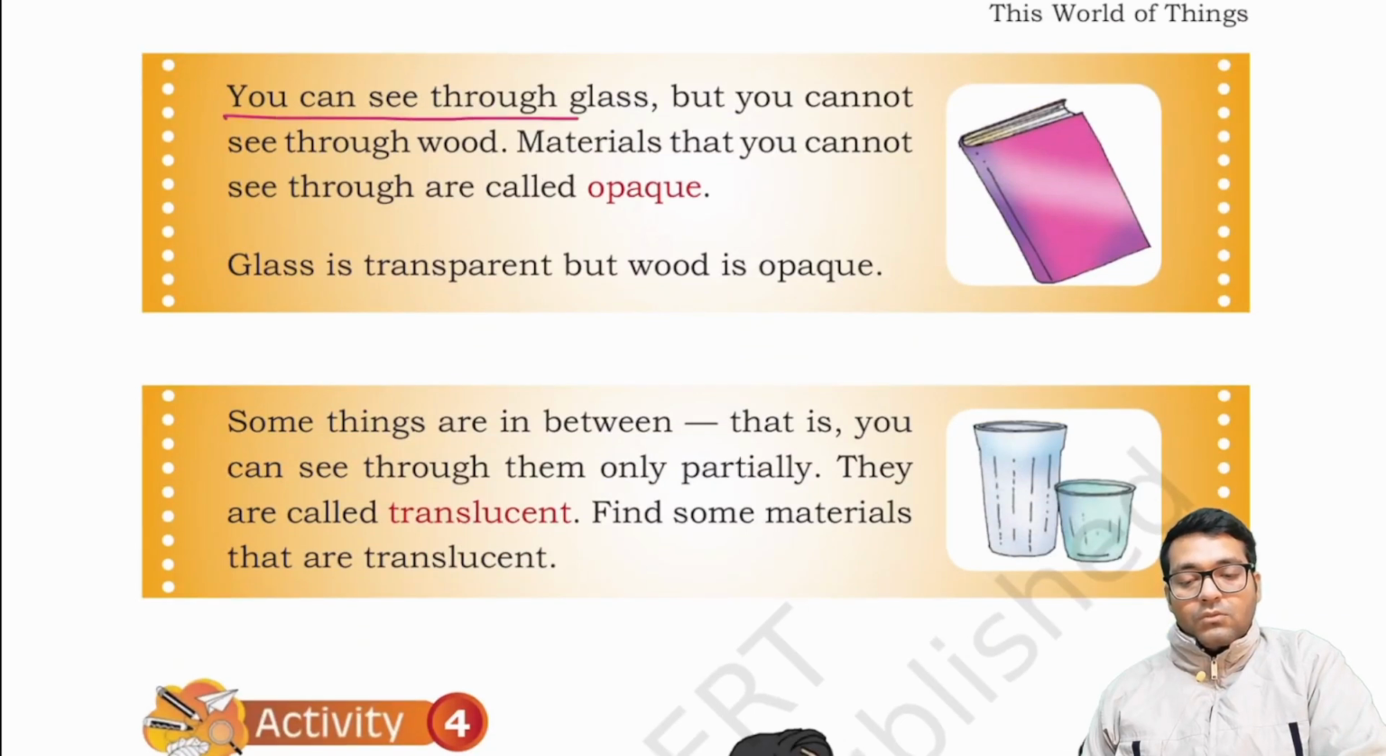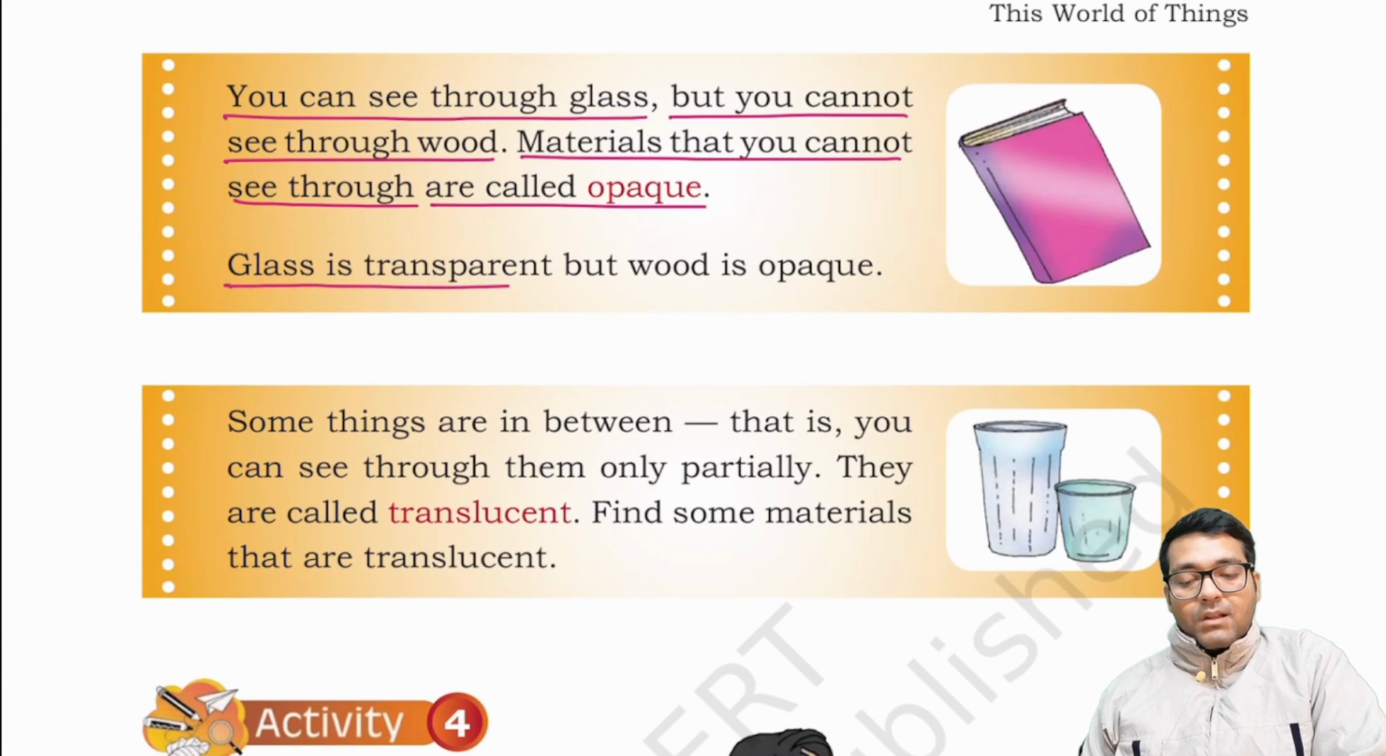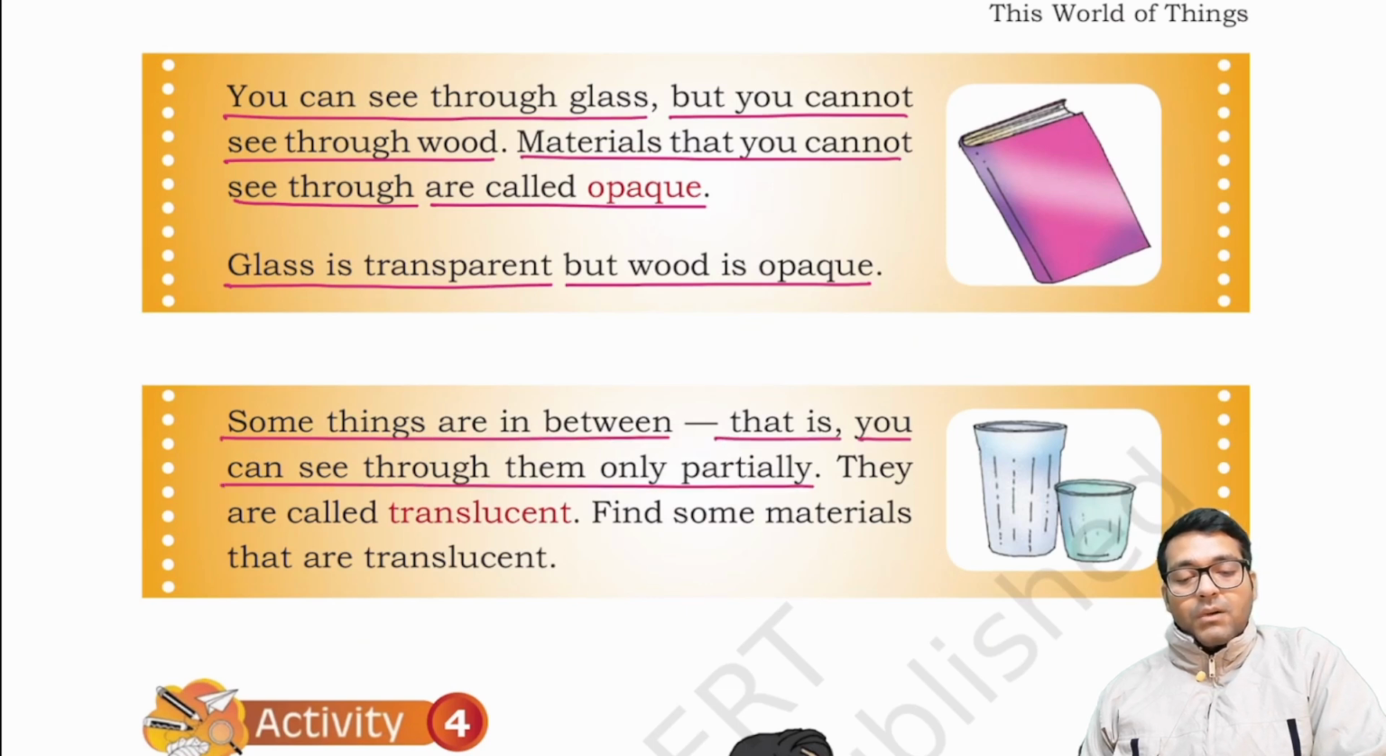You can see through glass, but you cannot see through wood. Materials that you cannot see through are called opaque. Glass is transparent, but wood is opaque. Some things are in between, that is, you can see through them only partially. They are called translucent. Find some materials that are translucent.